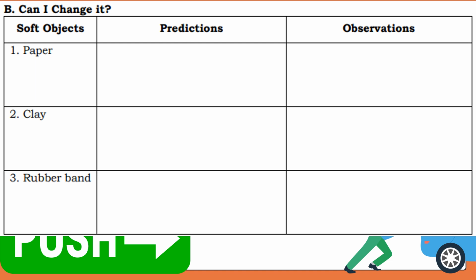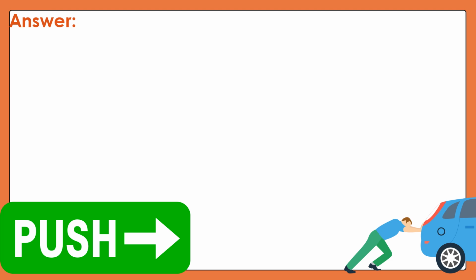Next, can I change it? Here are the soft objects. Number 1, paper. Number 2, clay. Number 3, rubber band. Again, you have to write your predictions and your observations. Here are the answers.